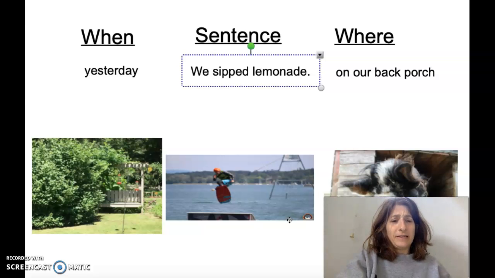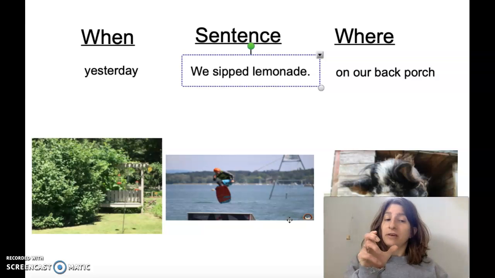It says who, we did it. It says what you did, sipped, that's like drink a little bit at a time. And it finishes out the sentence with the lemonade. Now, when you've already mastered simple sentences in English, it's time to start varying your sentences. That means make them different.